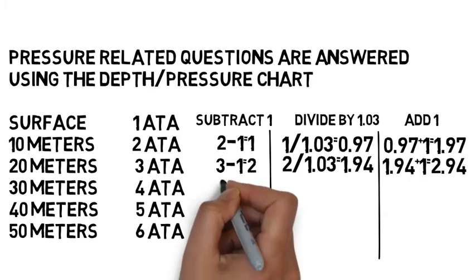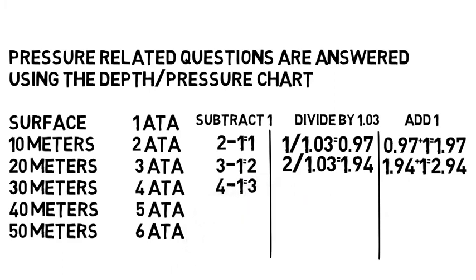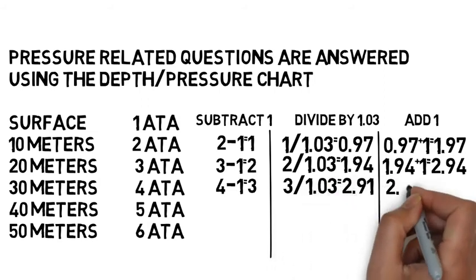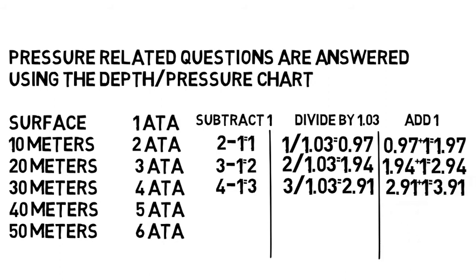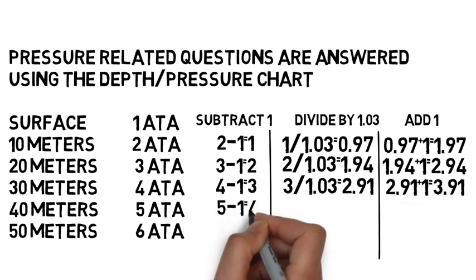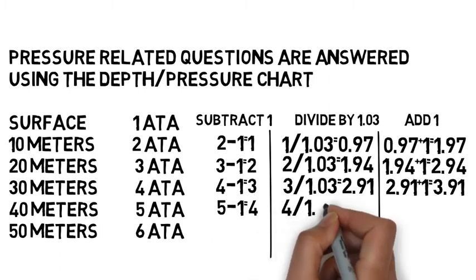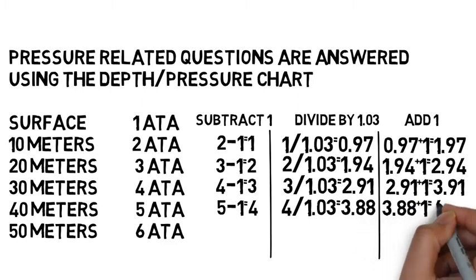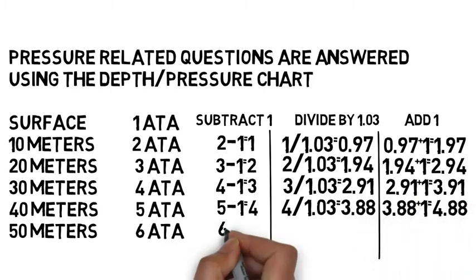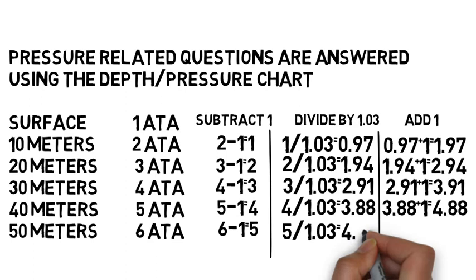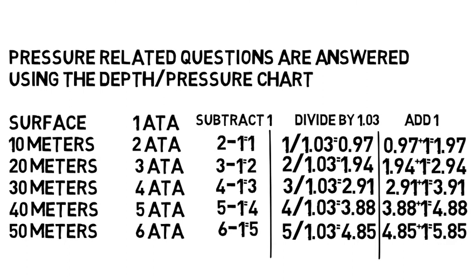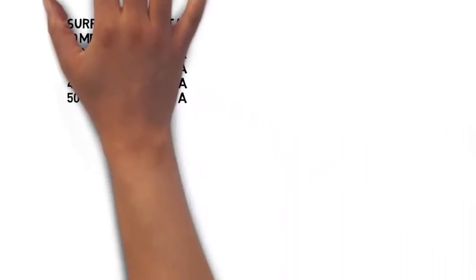Exactly the same thing for 20 meters. It would give us 2.94 atmospheres of pressure at 20 meters in fresh water. At 30 meters in fresh water, you would be under 3.91 atmospheres. At 40 meters, you would be under 4.88 atmospheres of pressure if you were in fresh water. And in fresh water at a depth of 50 meters, you would be under 5.85 atmospheres of pressure. So we subtract 1, divide by 1.03, and add 1 back in.